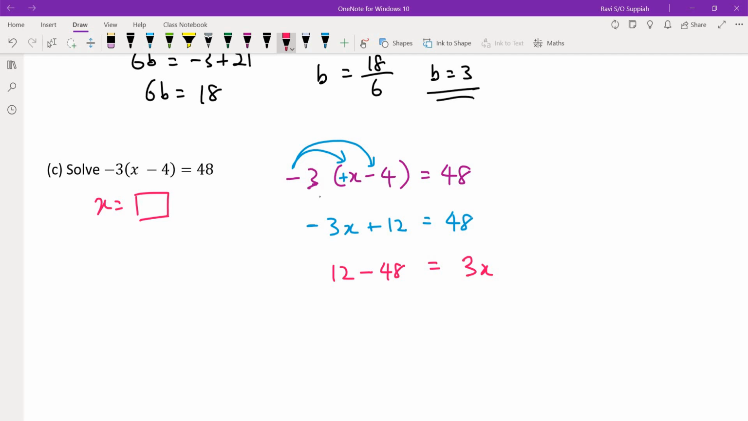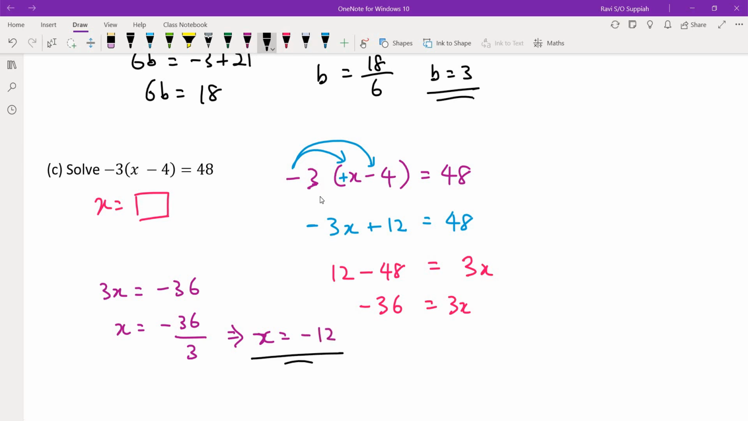So this will give me 12 minus 48 will be negative 36 equals to 3x. Now I can rearrange it the other way again. That means 3x is equals to negative 36. So x is equals to negative 36 over 3, and that will be equals to negative 12. So x is equals to negative 12. That is the final answer over here.